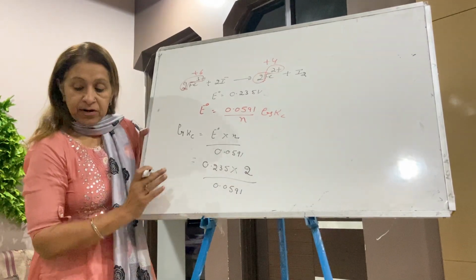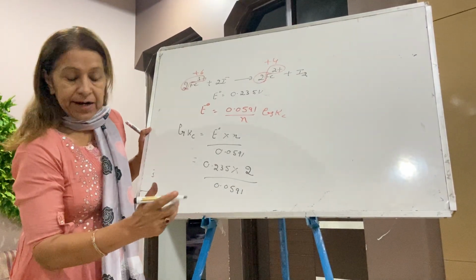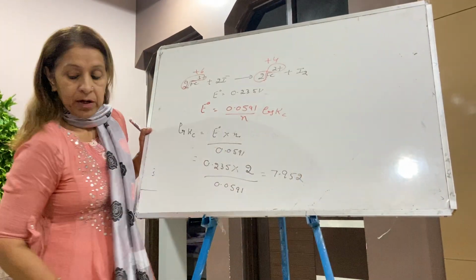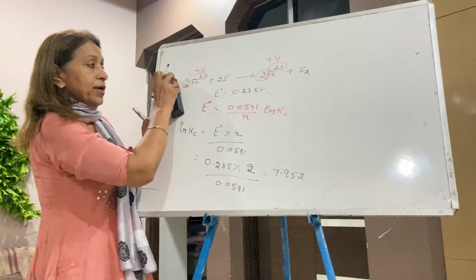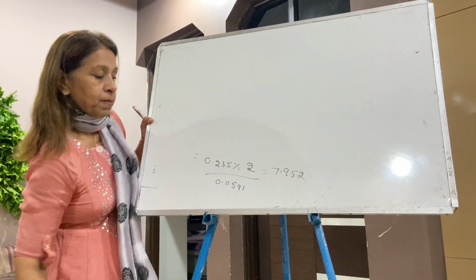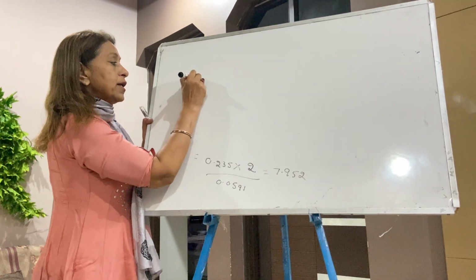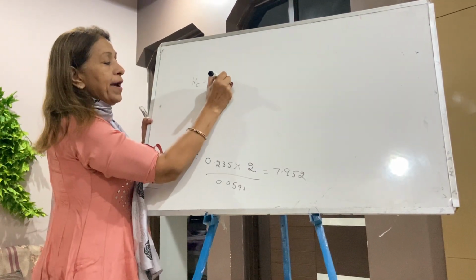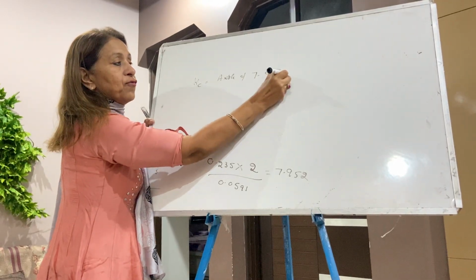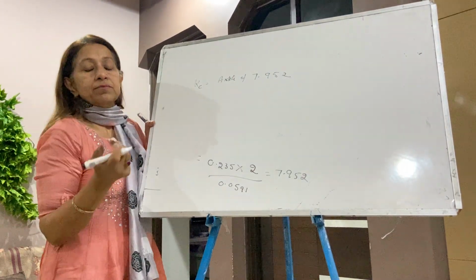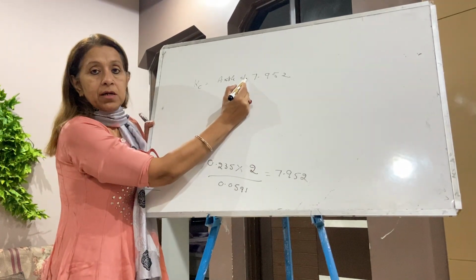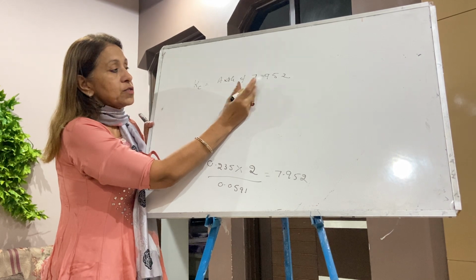0.0591. After calculating, the answer comes, write down 7.952. Now let us start taking the antilog of 7.952. Kc is equal to antilog of 7.952. Now students, in the last numerical there was a minus, but in this numerical there is a plus value.